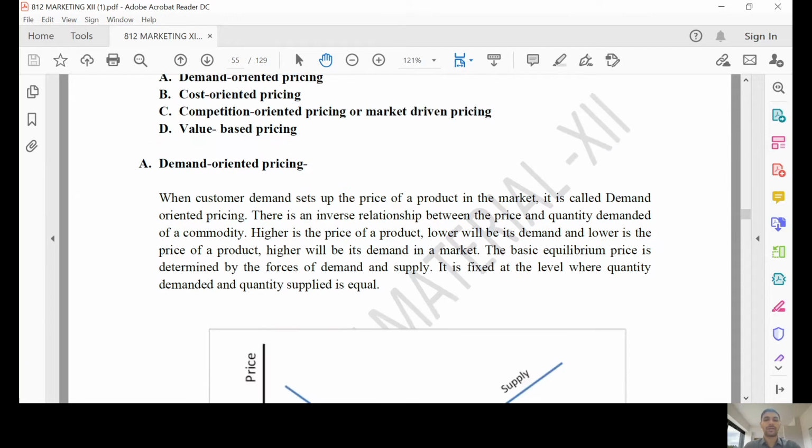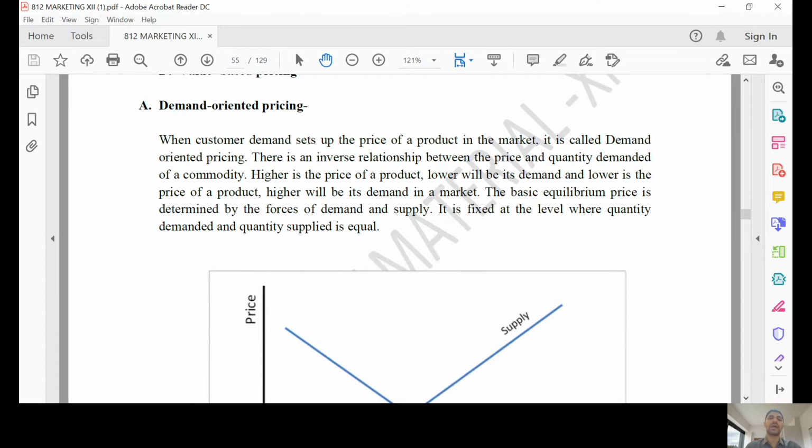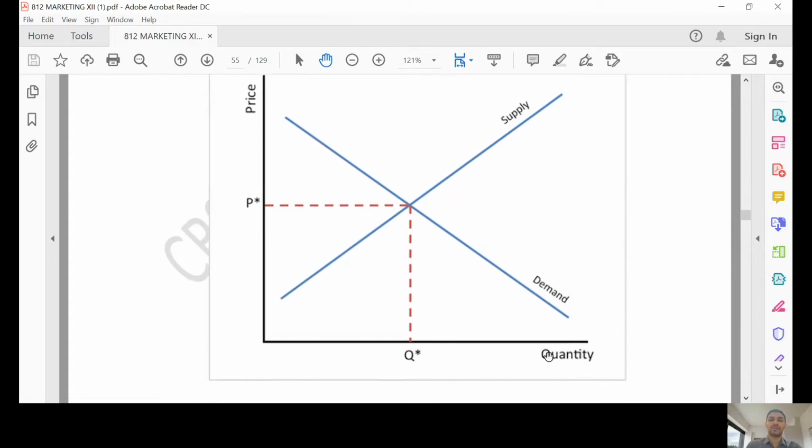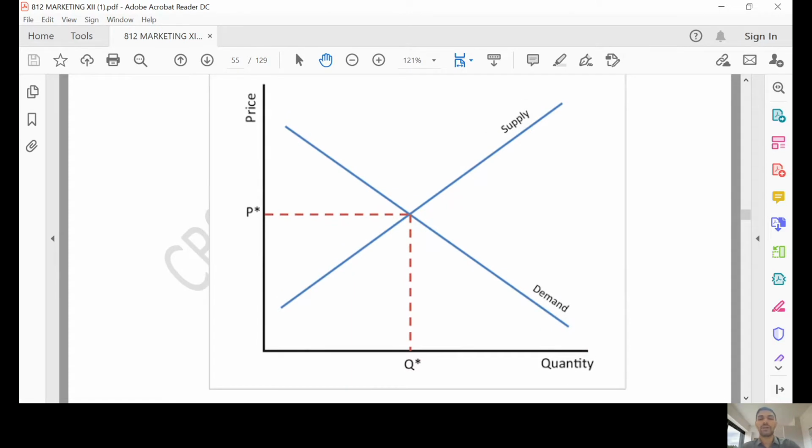What is demand-oriented pricing? If there is more demand for our product, in that case, the company can sell the product at a higher price and vice versa. There is an inverse relationship between price and demand. We can see this through this diagram.